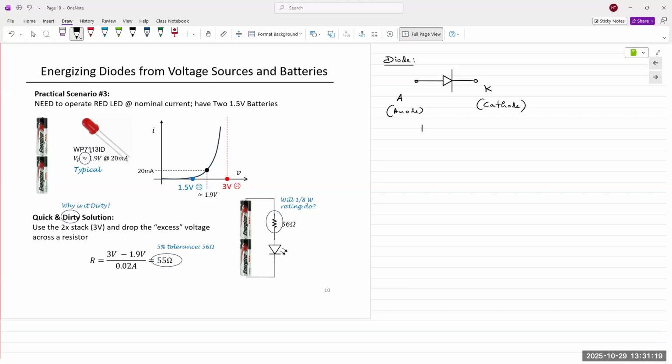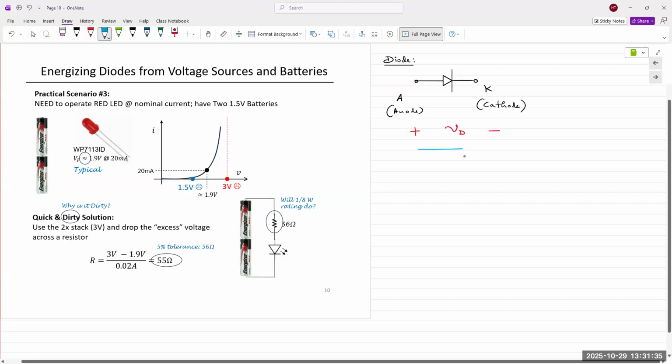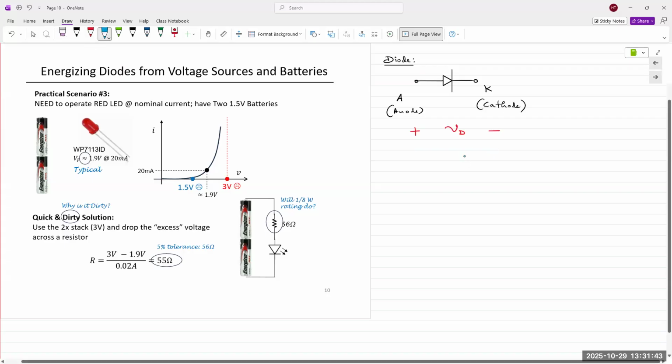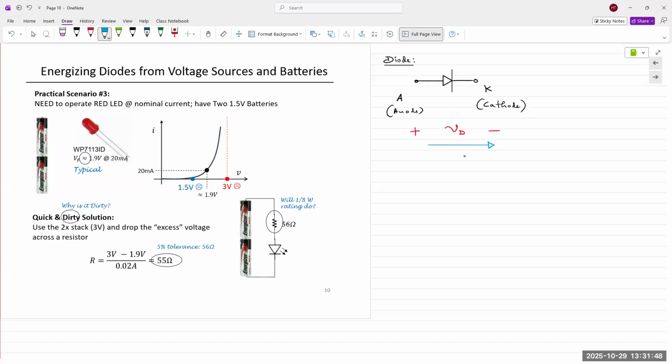A diode voltage is always measured with positive reference at the anode and negative at the cathode. Current always flows in this direction, plus to minus. A diode is a one-way device.